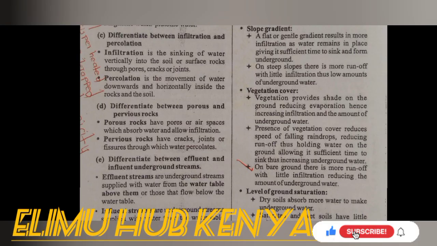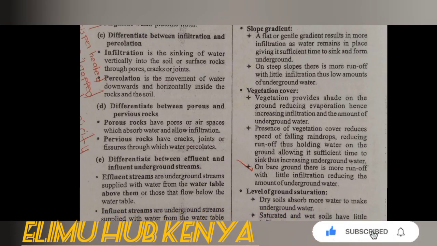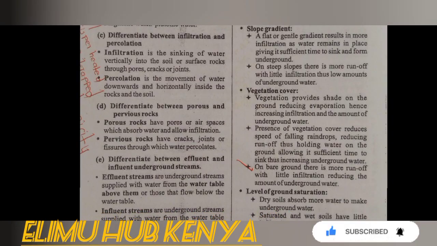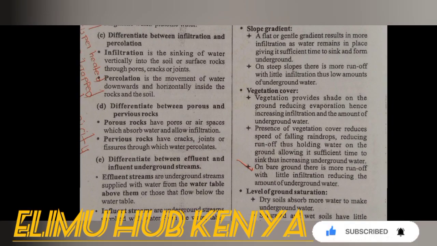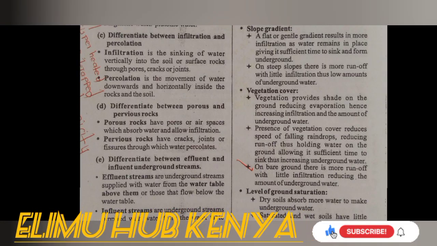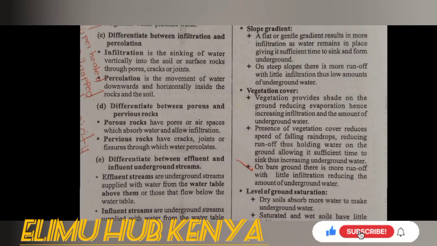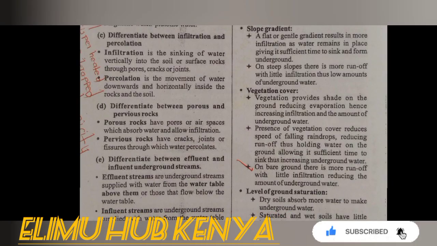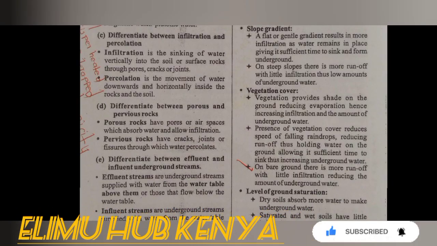What about percolation? Percolation, on the other hand, is the movement of water downwards and in a horizontal way inside the rocks of the soil. So percolation is the horizontal movement of water, while infiltration is the vertical. Are we together up to that point?